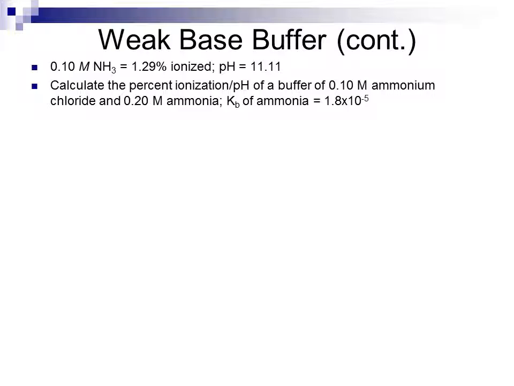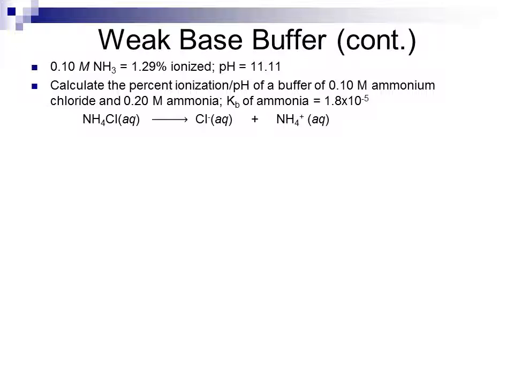So we can confirm what we just demonstrated looking at ammonia. A 0.1 molar solution of ammonia by itself would be just like acetic acid, 1.29% ionized, and its pH will be 11.11. We can calculate the percent ionization and the pH of a buffer solution of the 0.1 molar ammonium chloride and the 0.2 molar ammonia.